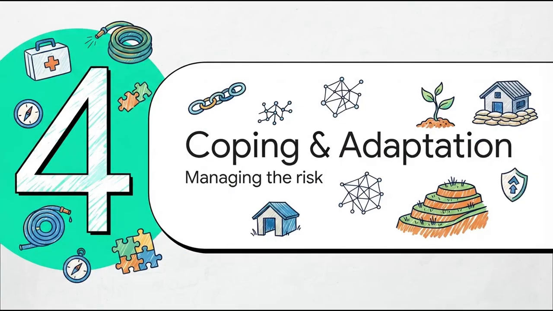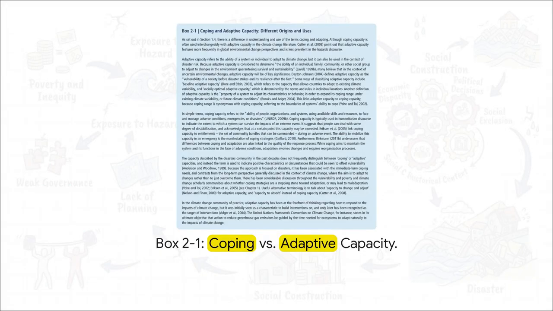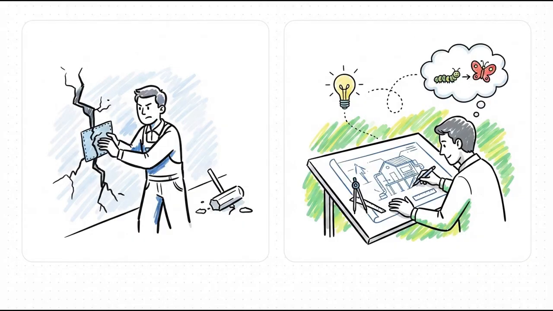Okay, let's head into Section 4, Coping and Adaptive Capacity. Now, what's really interesting about this next concept is that it shows humans aren't just helpless victims waiting around for the next storm. We are active managers of our own risk. The report draws a really fascinating, distinct line between just surviving an event, which is our coping capacity, and actively changing our systems, which is our adaptive capacity. Let's break that down a bit.